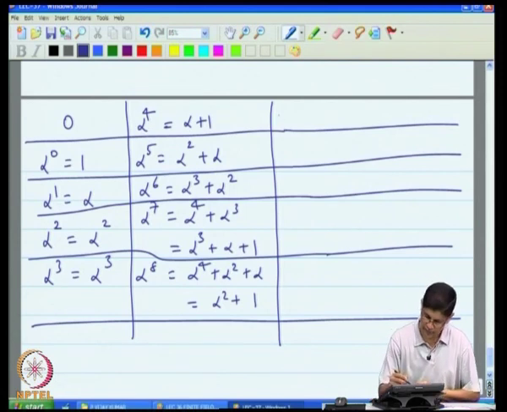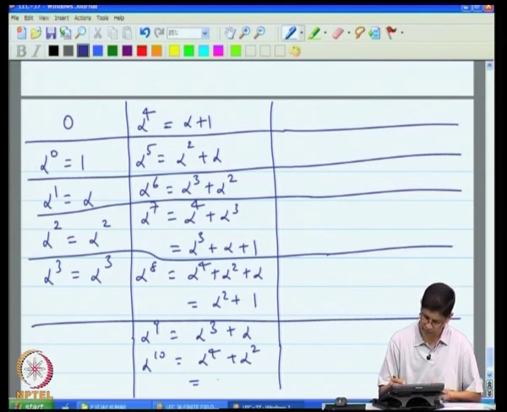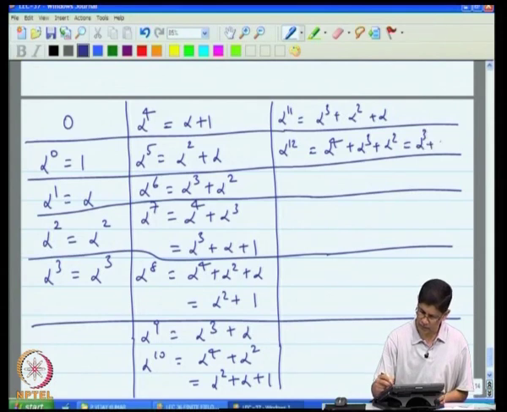Okay. Then alpha to the 9 is alpha cubed plus alpha, alpha to the 10 is alpha 4 plus alpha squared, which is alpha squared plus alpha plus 1, alpha to the 11 is alpha cubed plus alpha squared plus alpha, alpha to the 12 is alpha 4 plus alpha cubed plus alpha squared, which is alpha cubed plus alpha squared plus alpha plus 1.